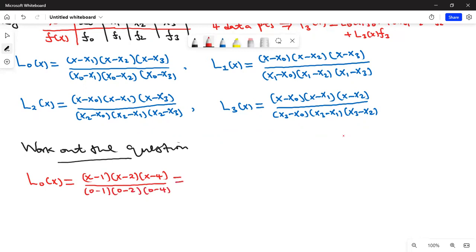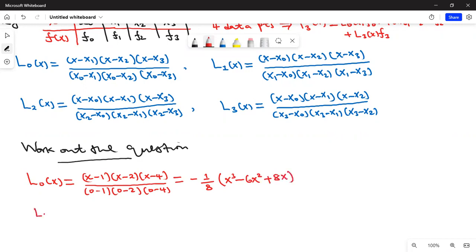Let's work it out. Denominator will be negative 1 times negative 2 times negative 4. That's negative 8. So I'll write here negative 1 over 8. That's the denominator. Numerator, you just multiply what we have there. It will give you x cubed minus 6x squared plus 8x.